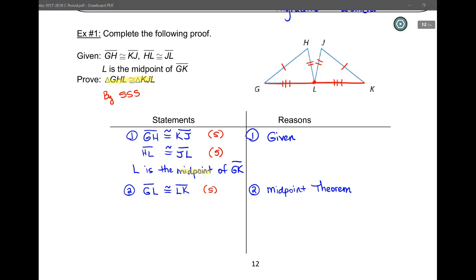So actually we're finished. We have the three sides are congruent, three pairs of sides, so we know triangle GHL is congruent to triangle KJL, and our reason is side, side, side.